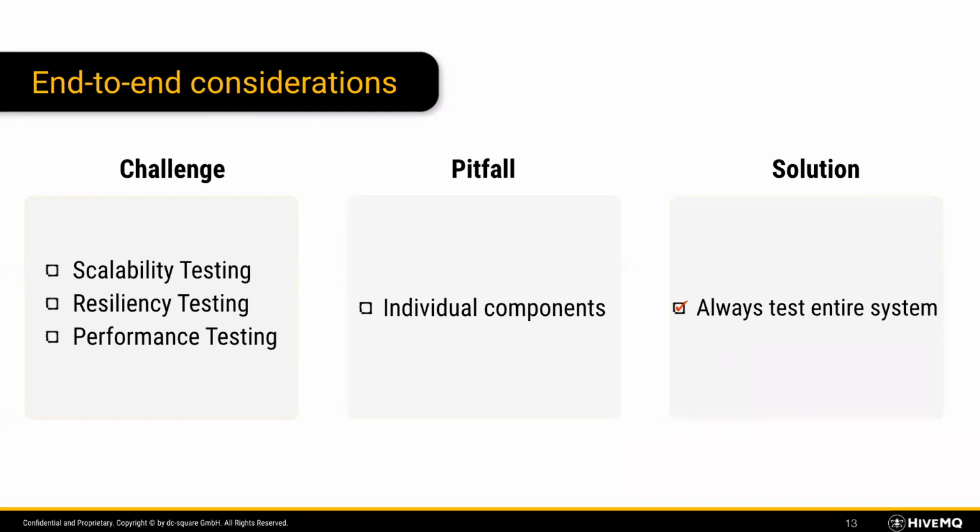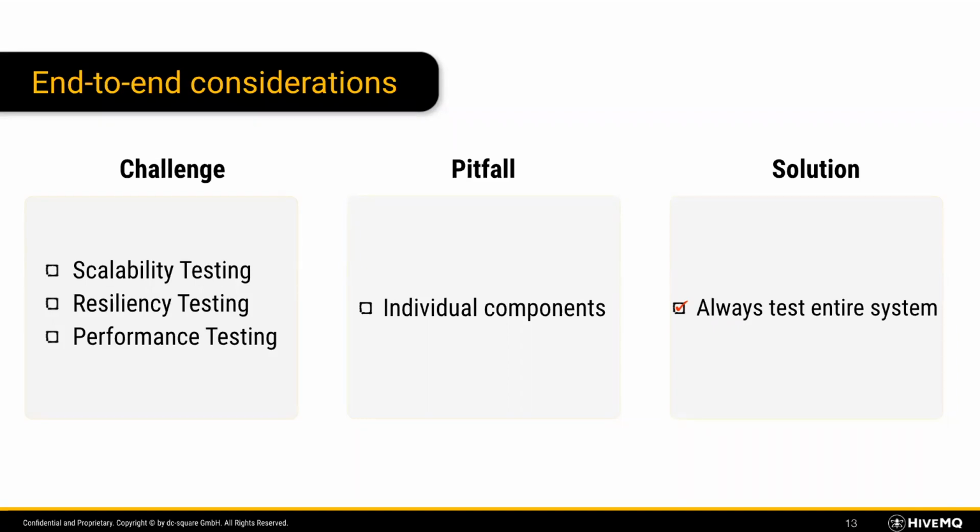So now here's the pitfall that I have all too often seen being tripped over. We talked about it in the beginning: we have multiple vendors, we have multiple components, and it might make sense that all of these components individually tested fulfill the scalability and resiliency and performance requirements, or most of the components do. Please make sure to always do scalability, resiliency, and performance testing on the entire system.